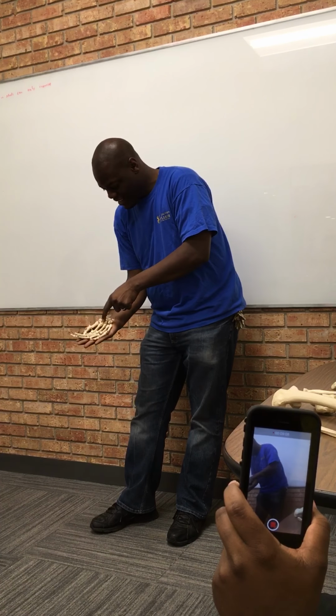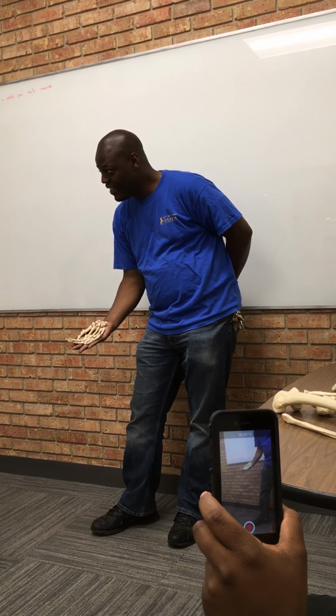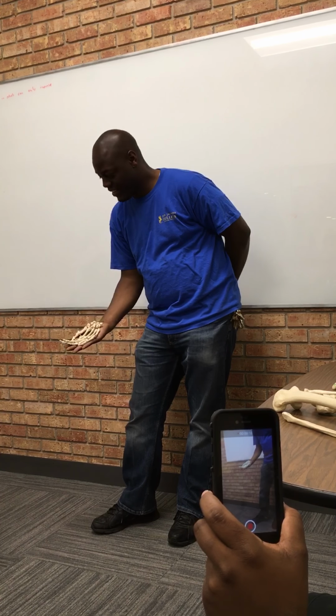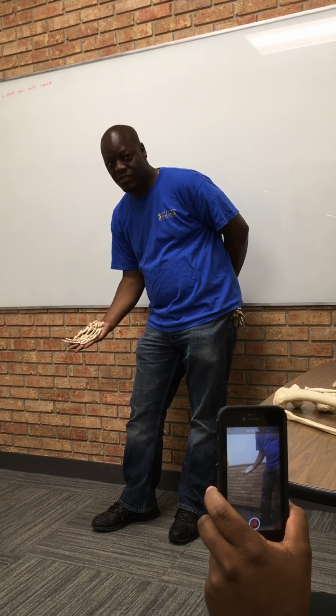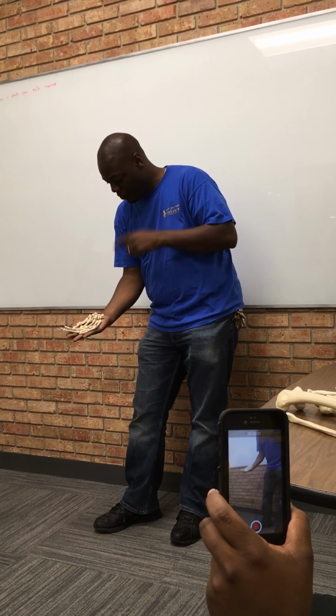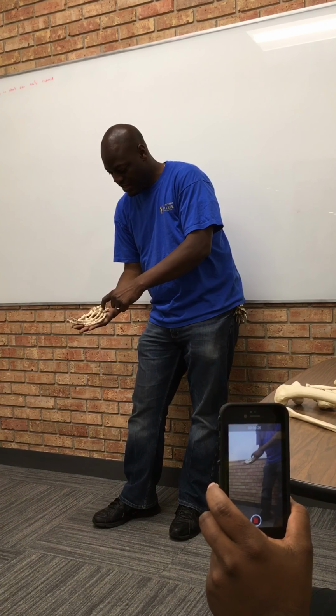Watch this. Trapezoid? Trapezoid, because it's always surrounded. Watch this. Lunate. Hand.